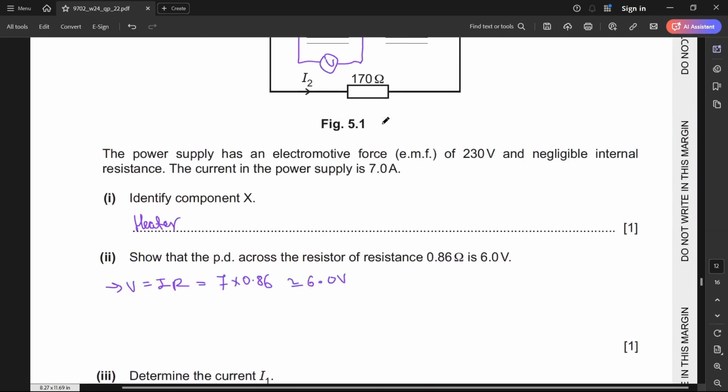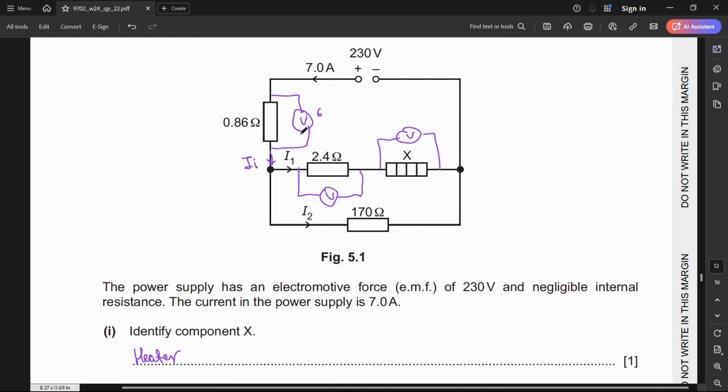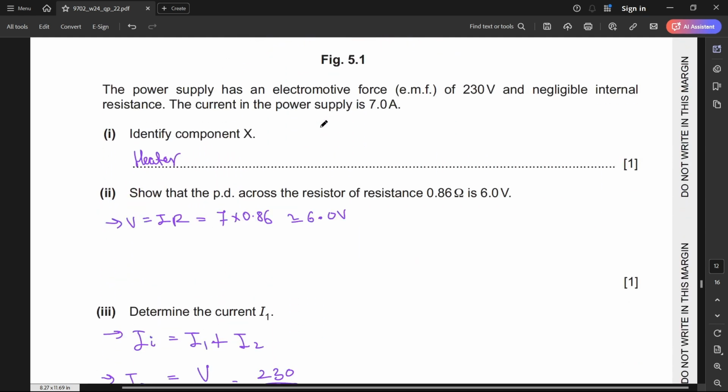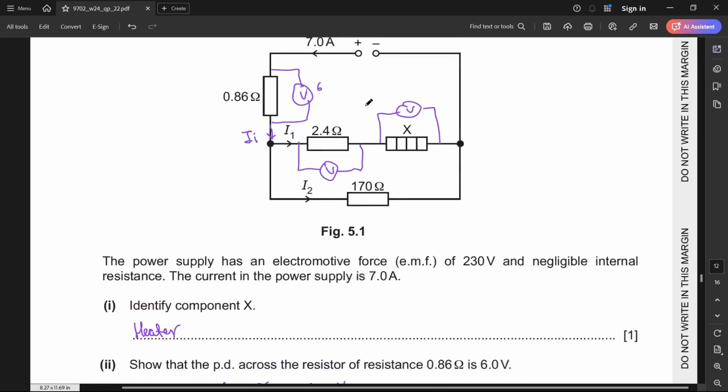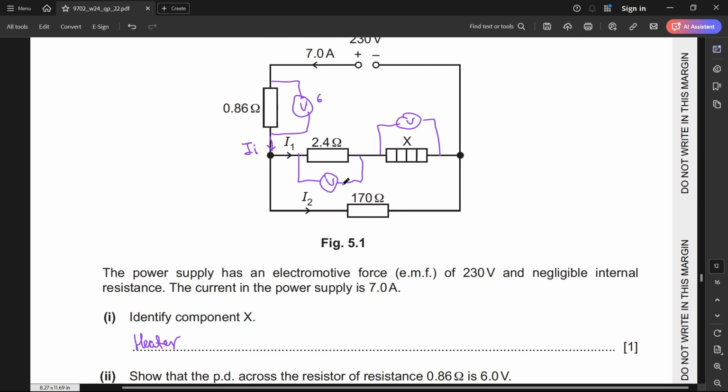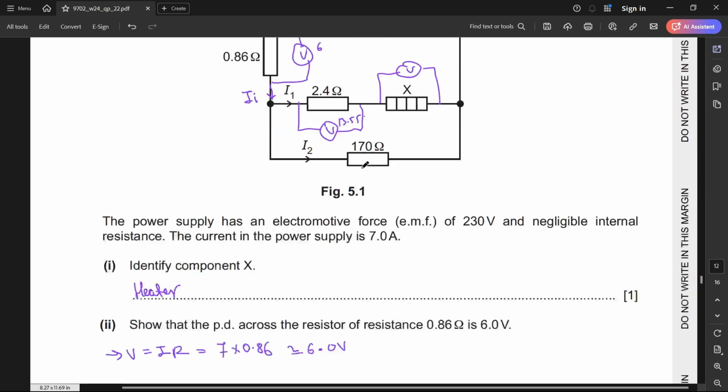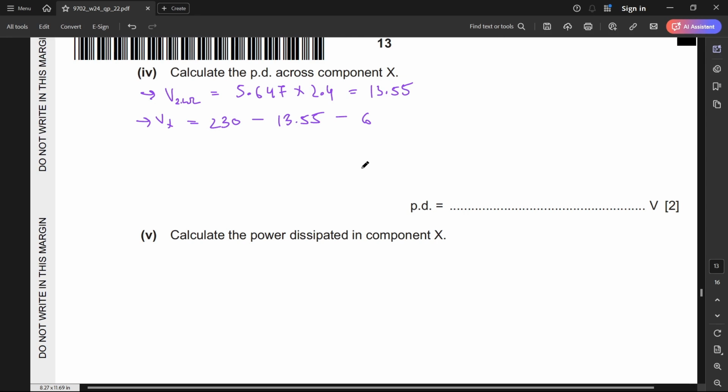So if this is 13.55, and across we had 230, and this is 6, my PD across component X will be equal to 230 minus 13.55 minus 6. Why minus 6? Because 6 was also considered over here. If I check my answer, 230 minus 13.55 minus 6 comes out to be approximately 210 volts.